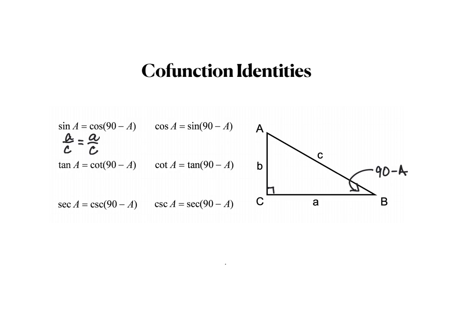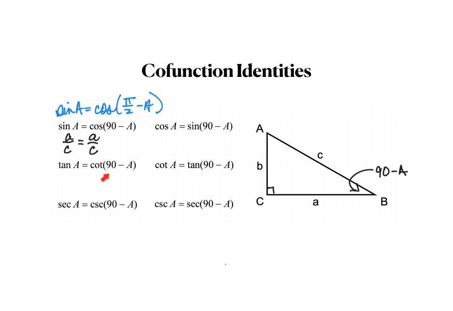Now take into consideration these measurements are in degrees. We can also write the same identity using radians. So sine of A is equal to cosine of pi over 2 minus A. So that's how you prove that sine and cosine are cofunctions. You can write it either this way or that way.